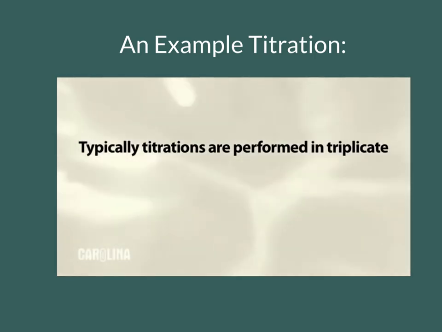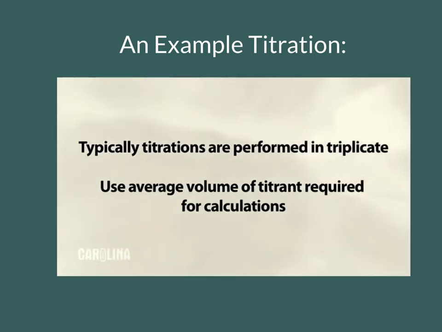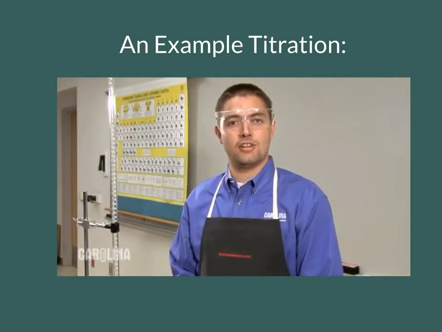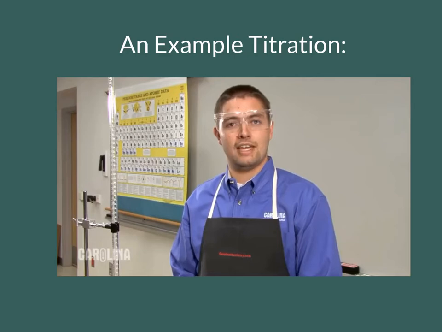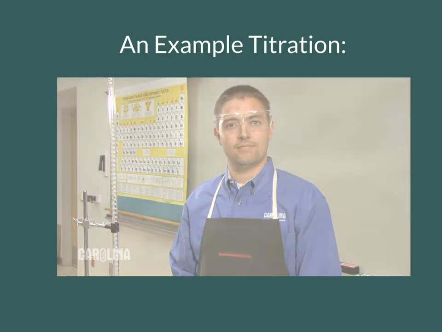Typically, titrations are performed in triplicate. Use the average volume of the titrant required to reach the endpoint for any calculations. You now know how to properly perform a titration. Be sure to check out the second video in this series. In that video, we will go over the proper procedure for determining the concentration of an unknown acid solution using a base of known concentration.